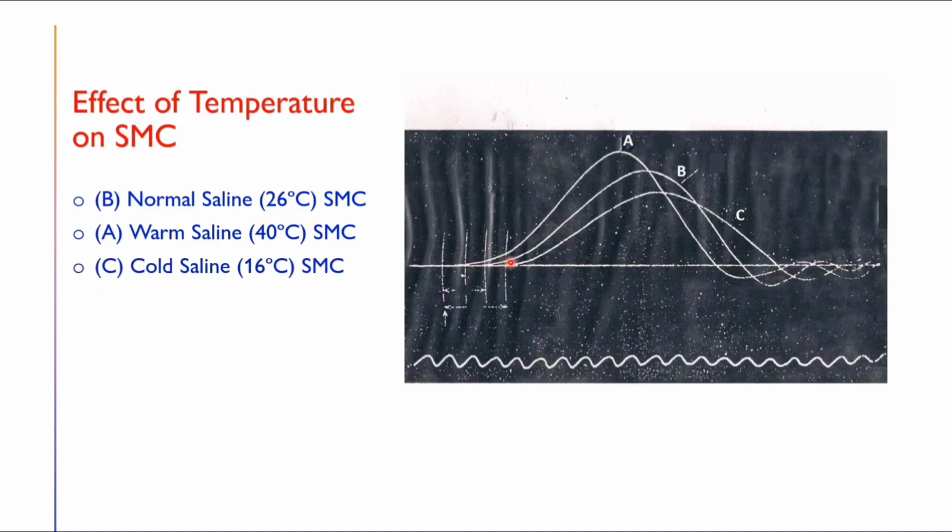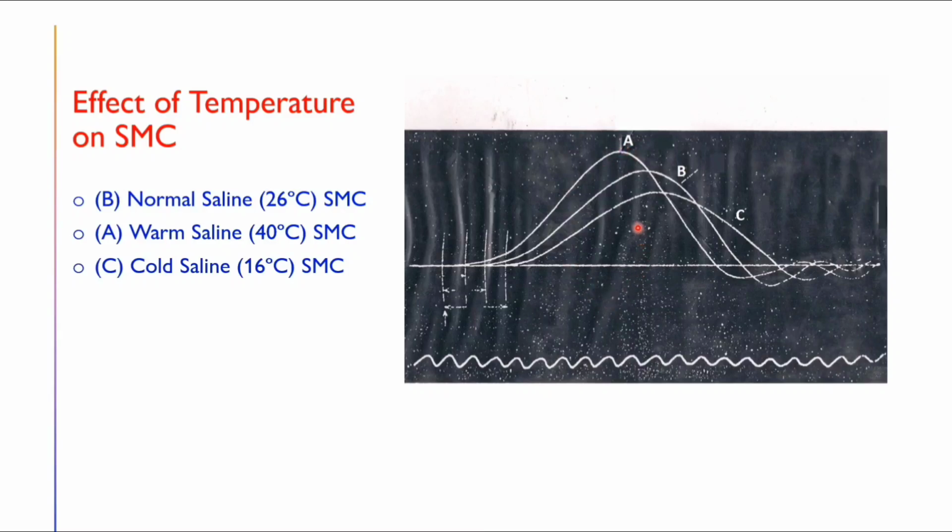What will happen when we use 16 degrees Celsius saline, and this kind of curve is obtained? So this is the graph of the frog skeletal muscle simple muscle curve when it is dipped in 16 degrees Celsius saline. So these 3 curves are obtained, A, B and C, based on the temperature of the saline. So what are your findings from this graph?